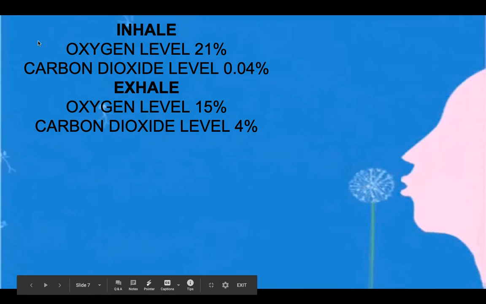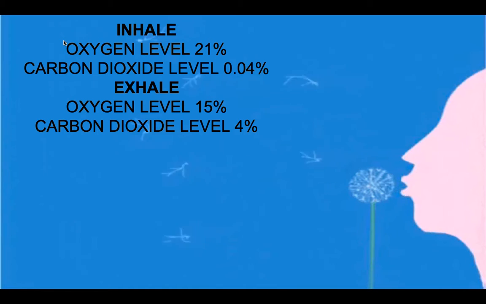When we inhale, we actually only inhale 21% of oxygen. That is the oxygen level that we're inhaling. By surprise, we are actually taking in some carbon dioxide as well. When we inhale, there is a very small percentage, 0.04%, of carbon dioxide being inhaled.